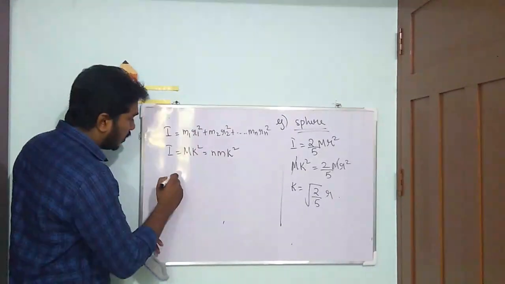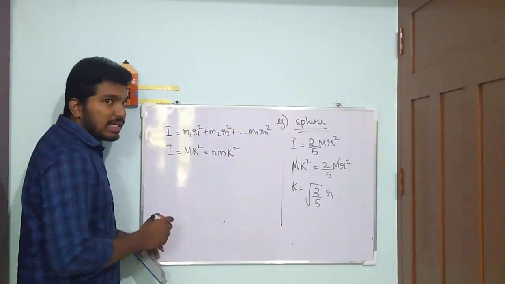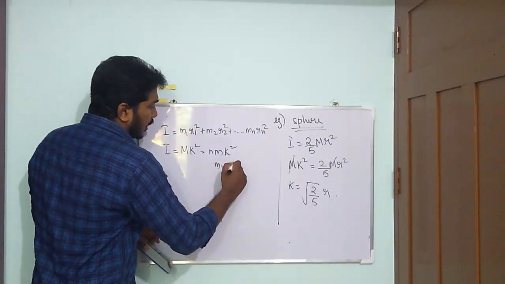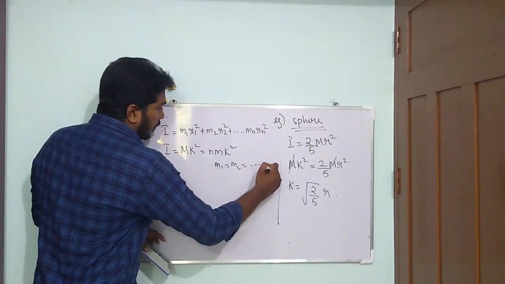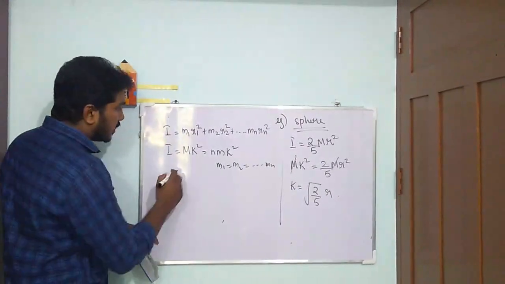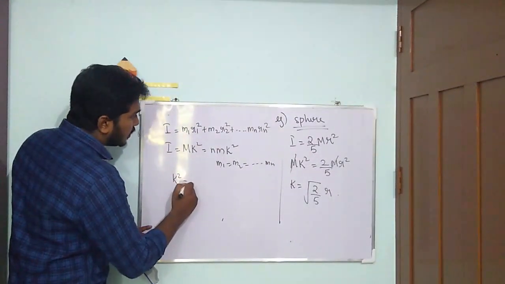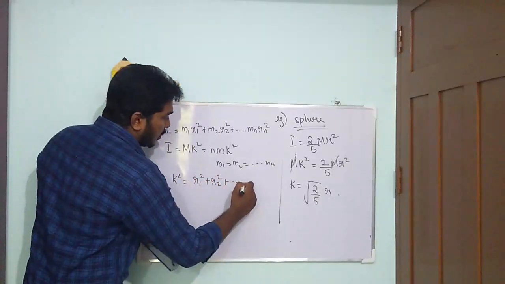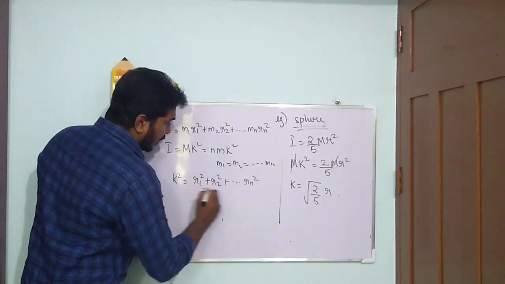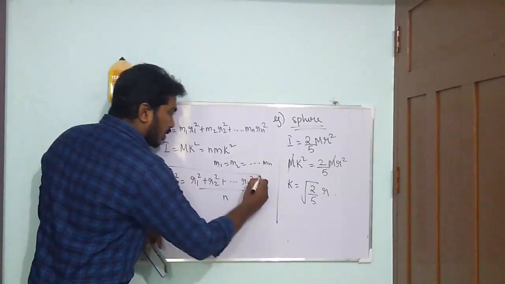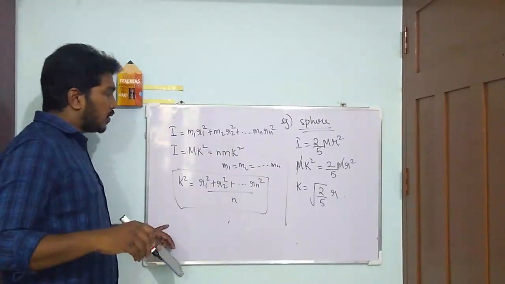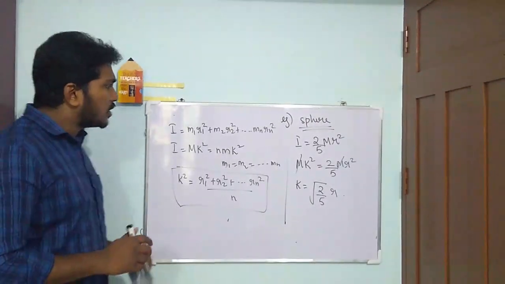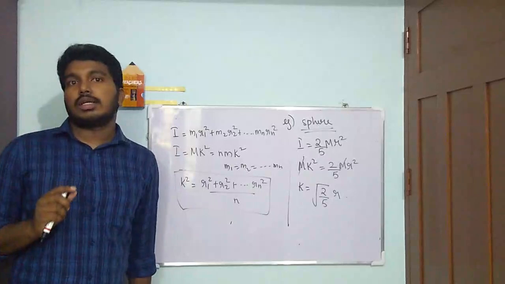Equate. What do you get? All the m's will get cancelled out since they are all equal. You will get K square is equal to r1 square plus r2 square plus etc., till rn square, divided by n. So please remember this also. This has also been asked once previously. These are the main important things you have to remember about the moment of inertia concept.